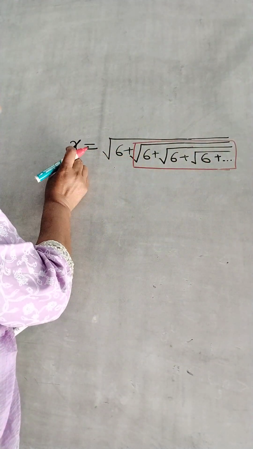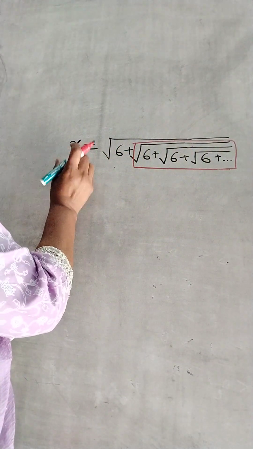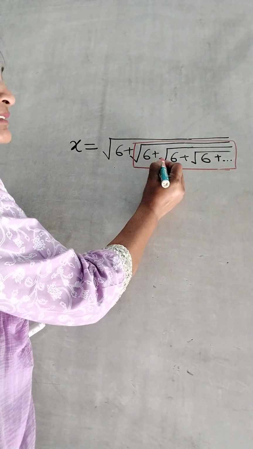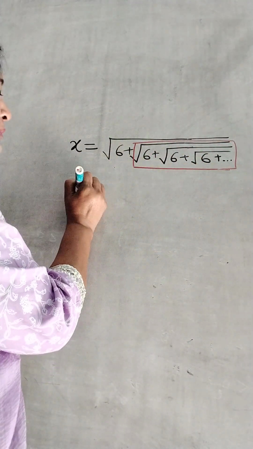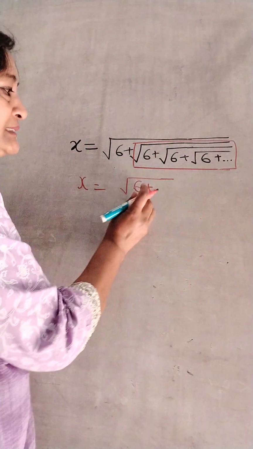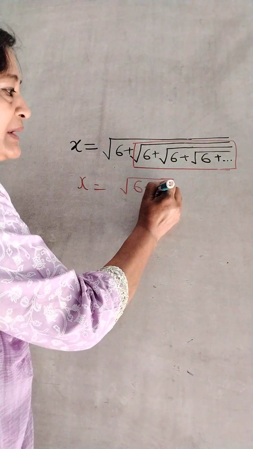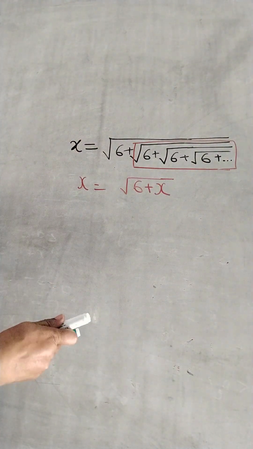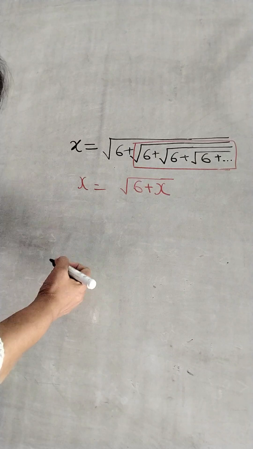तो पूरे को हम x मान लेते हैं, माना हुआ है हमने. तो ये वाला पार्ट जो है, it is again same as x, root of 6 plus root of 6 and so on. So may I write this as x is equal to root of 6 plus. Now this whole can be replaced by x. So I can write this as x is equal to root of 6 plus x.